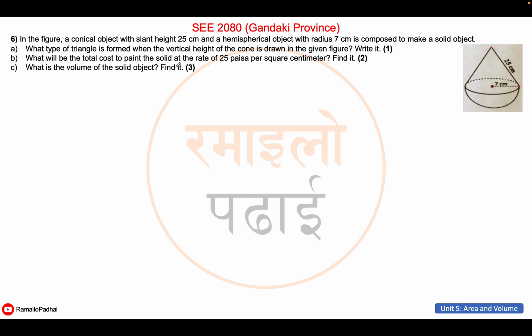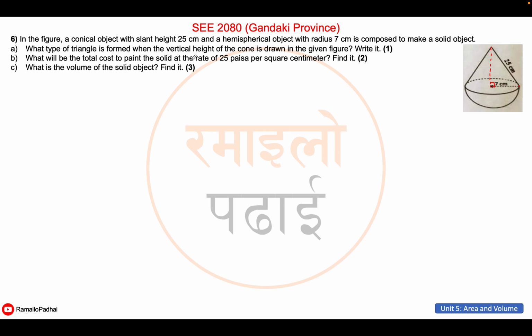Now in A, what type of triangle is formed when the vertical height of the cone is drawn in the given figure? If the vertical height is drawn, what will happen? Let's see. So this is the vertical height. If it is drawn, then a right angle triangle will be formed.